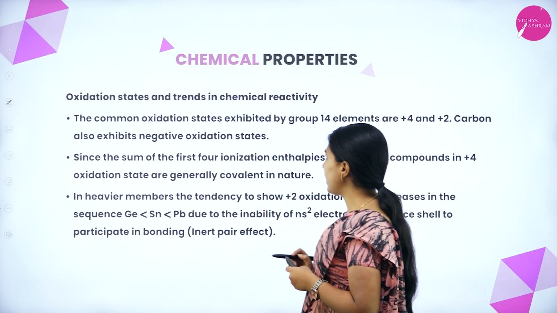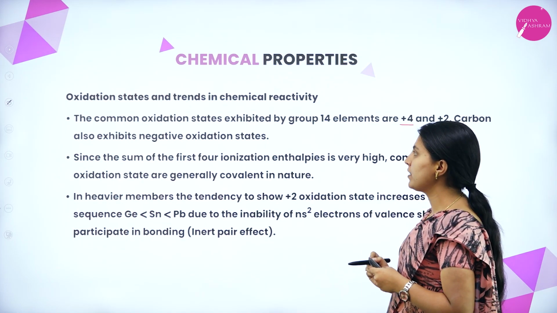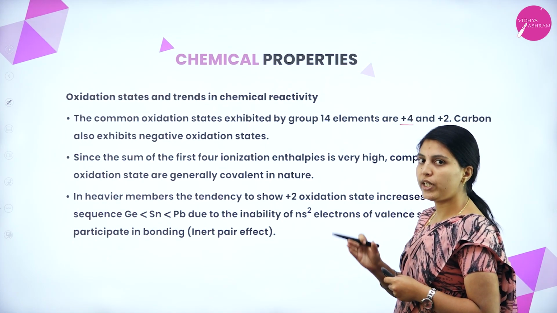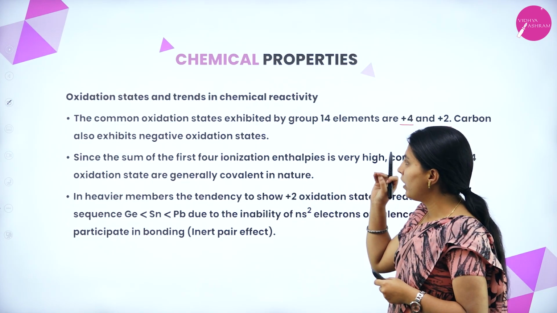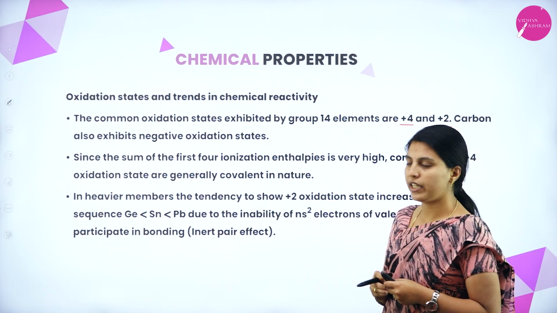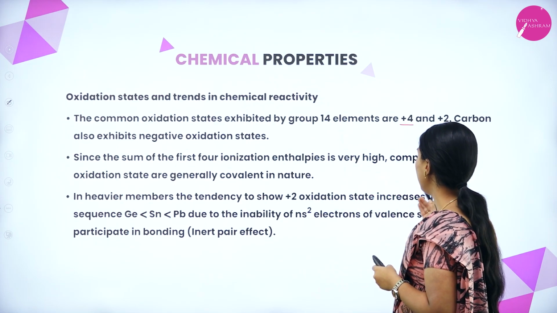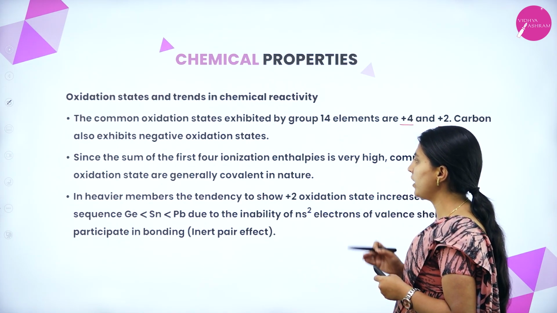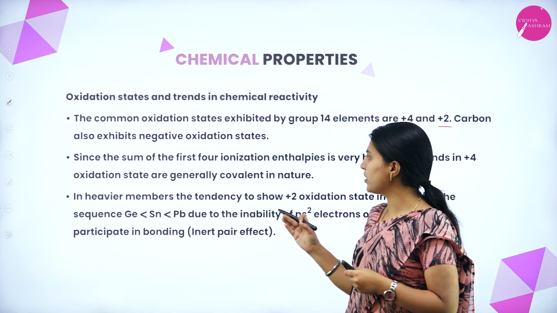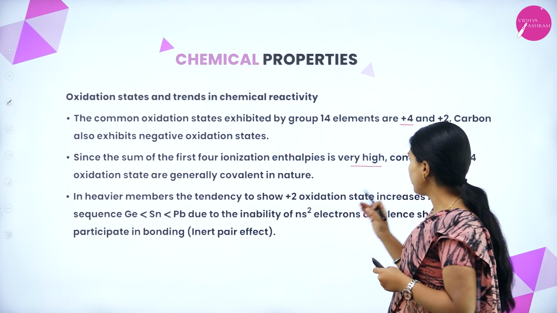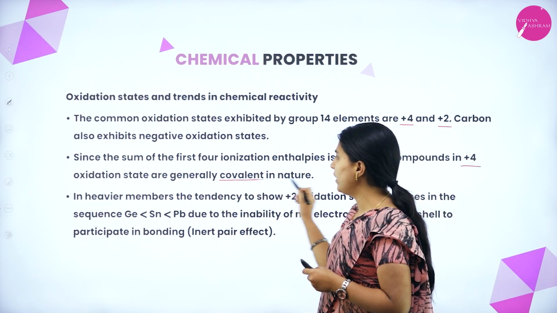The common oxidation states exhibited by group 14 elements are +4 and +2. Carbon also exhibits negative oxidation states. Usually group 14 will exhibit +4 and +2, and carbon will also exhibit a negative oxidation state. Since the sum of the first 4 ionization enthalpies is very high, compounds in the +4 oxidation state are generally covalent in nature. The usual oxidation number is +4 and they are generally covalent.